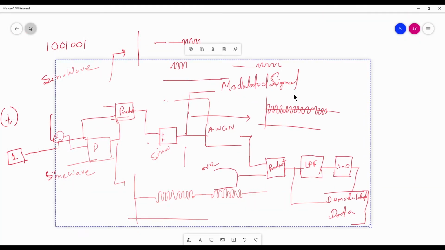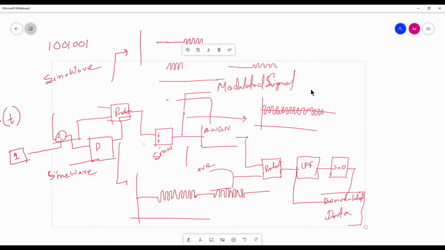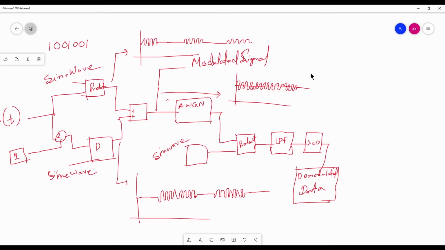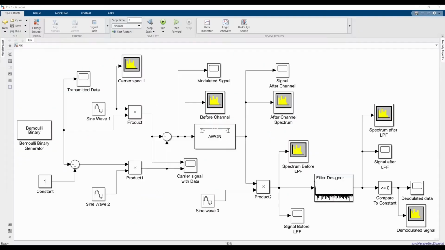So that's all from this part, and in the next part we will design the modulation and demodulation part in Simulink. Thank you.